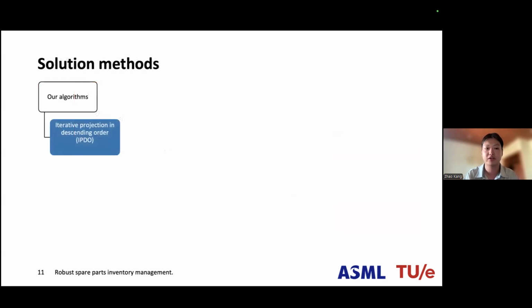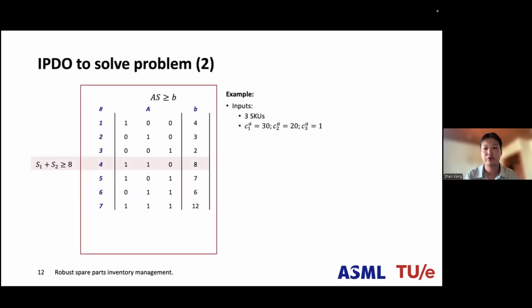Therefore, in order to solve it, we introduce our first algorithm. We call it IPDO. Now I will use an example of 3 SKUs to show the idea of IPDO. The first SKU we consider the most expensive one, and the last one we consider the most cheap one. And we first reformulate the coefficients of the constraints in this type of matrix. For instance, for the number 4 constraint, it means S1 plus S2 should be higher or equal to 8.